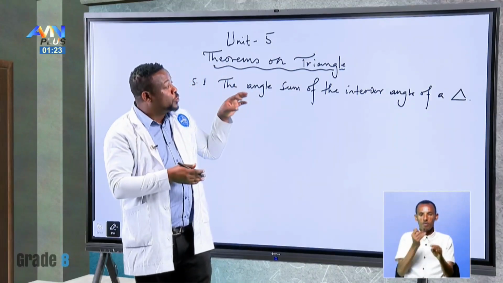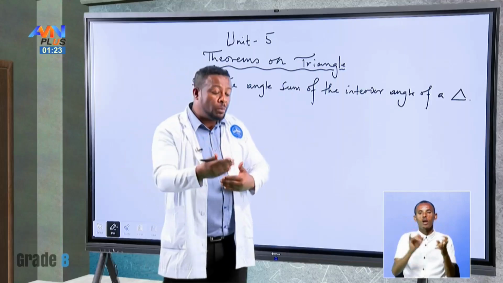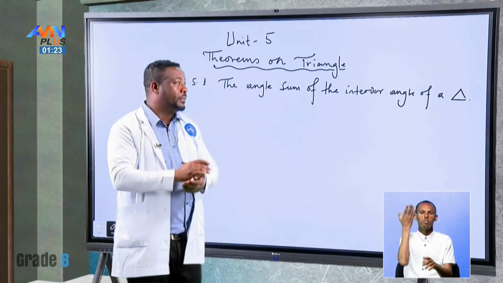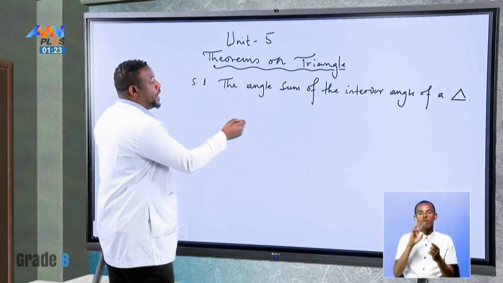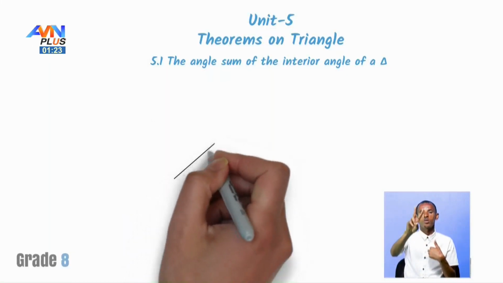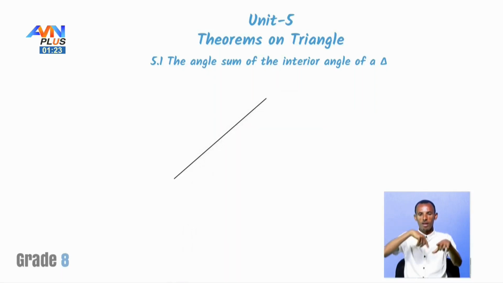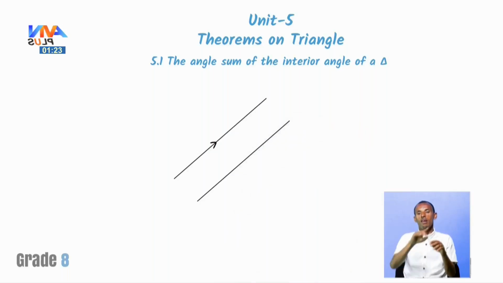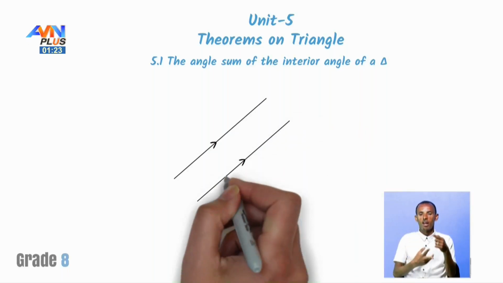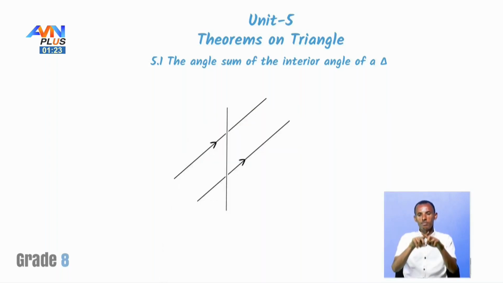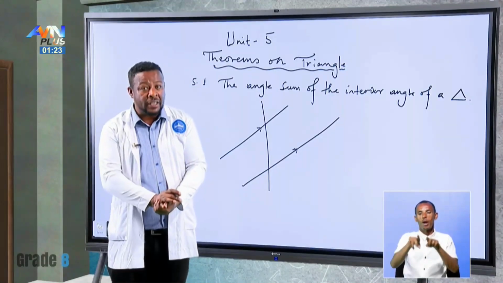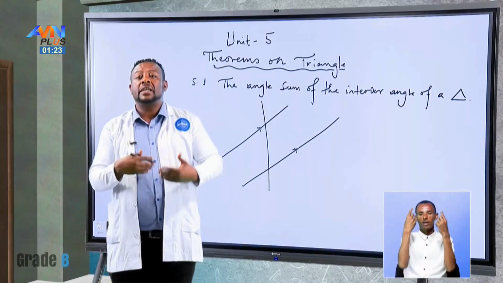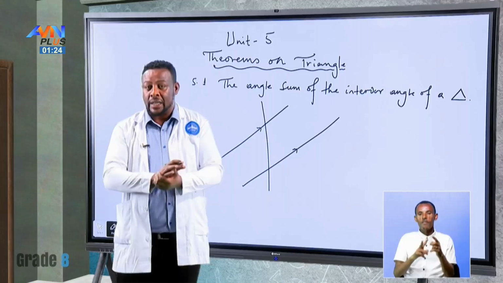Before I proceed to the topic, I want to remind you of some very important concepts from your previous grade level. If we have two parallel lines, you all know that parallel lines are lines that never meet, and a transversal line is the line that cuts the two parallel lines. There are some important terminologies that you need to understand: interior angles, vertically opposite angles, okay?